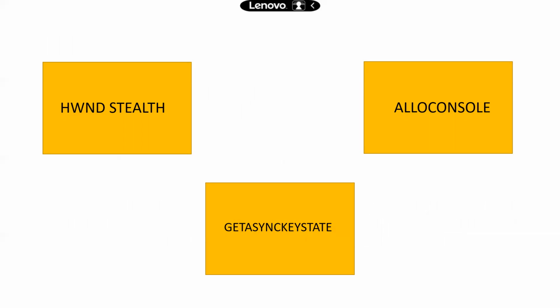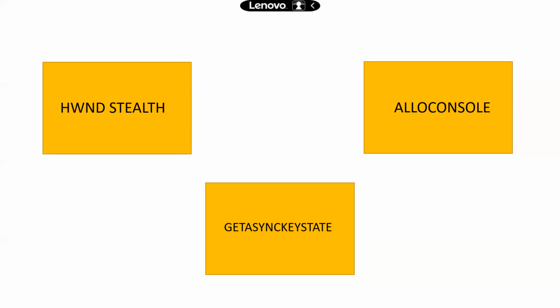As a part of the project, it's not that we only use the concept of ASCII values. We also went through some of the concepts in the coding that we have used in the project: HWND stealth, AllocConsole, and GetAsyncKeyState.